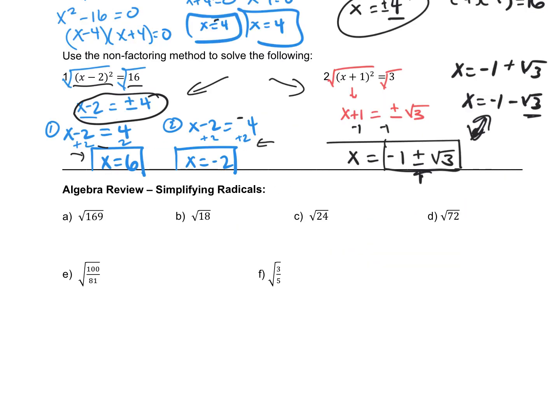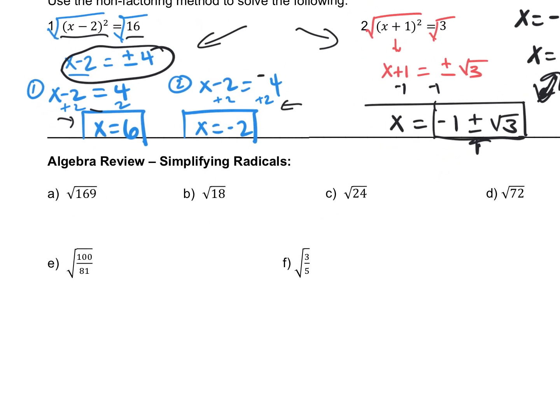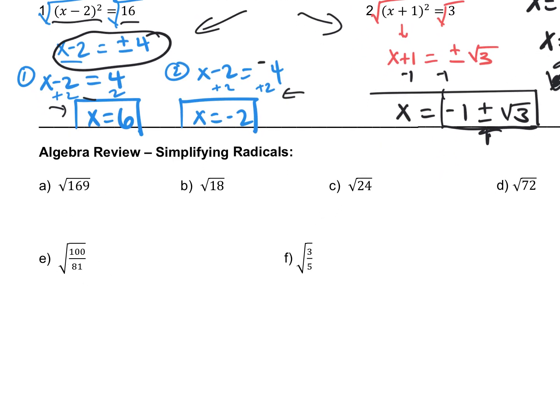Okay, last part of the page is simplifying radicals. If you notice, these are not equal signs. This is just taking the square root of something. We want to do this to make sure we understand all the different rules. Just like fractions, just like anything else in math, you have to clean it up and simplify when you're supposed to. You have to reduce fractions, and that's what we're going to do with radicals.